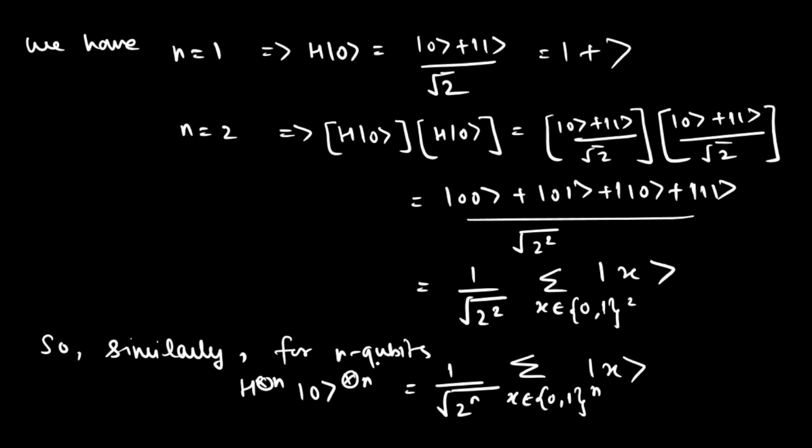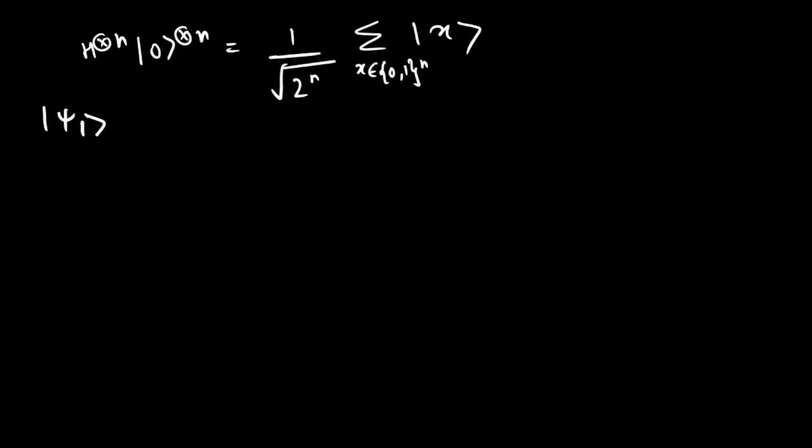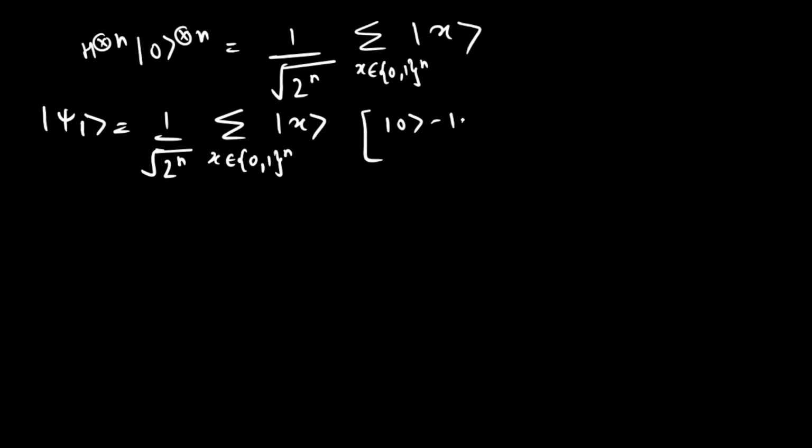So similarly, for n qubits, H tensor product n operating on 0 tensor product n state will be equal to 1 by root under 2 raised to n, summation x belonging to 0 1 raised to n bit string, summing over all values of x. So we got this value for psi 1, and we know H operating on the 1 state gives us 0 minus 1 by root 2. So finally psi 1 will be equal to 1 by root 2 raised to n, summation x belonging to 0 1 raised to n, summing over all values of x, of x into 0 minus 1 by root 2.